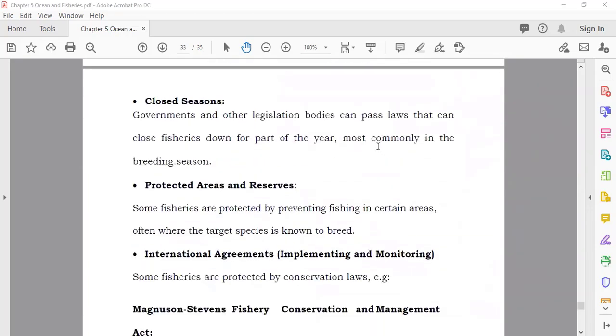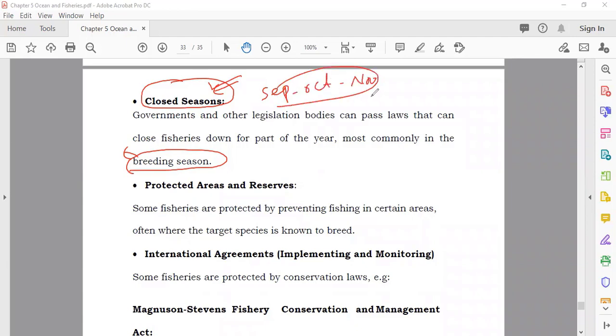After that, the closed seasons. A closed season is when there is a breeding season for the fish. Breeding season means they are laying eggs, or giving birth, or taking care of their small young, the small baby fish. At that time, the government should stop the fishing. No one should go and fish. Otherwise, they will take the mothers, or the eggs will be destroyed, or they will take the small fish and they cannot grow. That's known as closed season. So they can say that in September, October, November, let's say, no fishing.